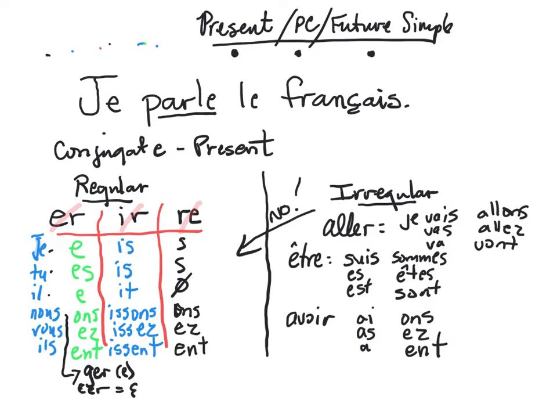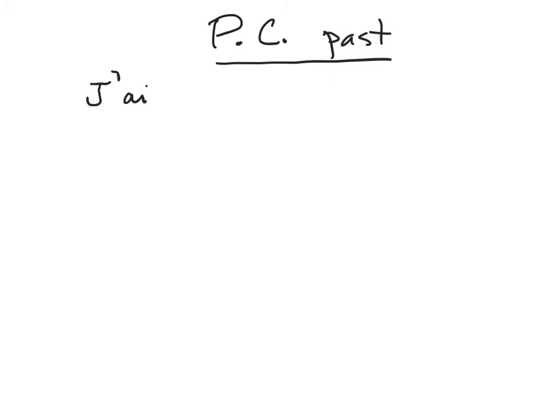Let's go ahead and look at passé. If I was going to take that same sentence in the passé composé, so our passé composé, which is our past, and my sentence was I speak French, I would say j'ai parlé le français, because I have to have a little helping verb. I have to have what's called an auxiliary verb. And they do that in French. They have a helping verb. In English, sometimes in tenses, we have a helping verb, but in French, they have one. And there's going to be a choice.